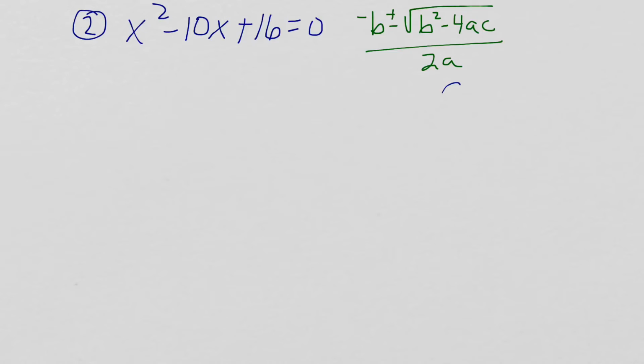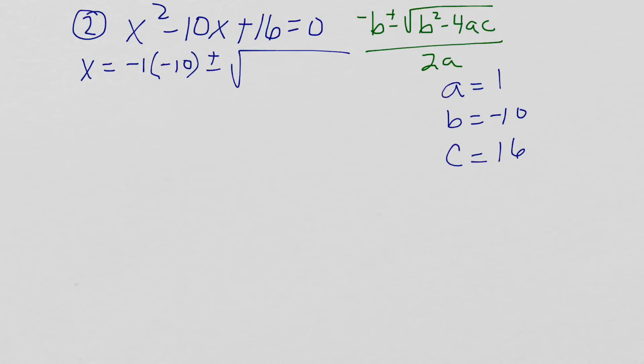Okay, let's find our A. A is 1, B negative 10, C positive 16. Here we go. X is equal to negative 1 times negative 10 plus or minus the square root of negative 10 squared. Let's go ahead and get that square in there. Minus 4 times 1 times 16, all divided by 2 times 1.